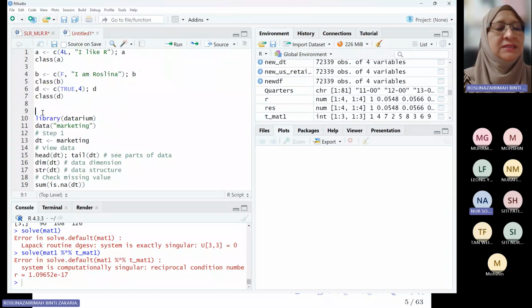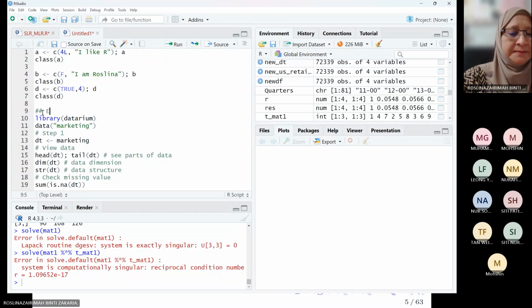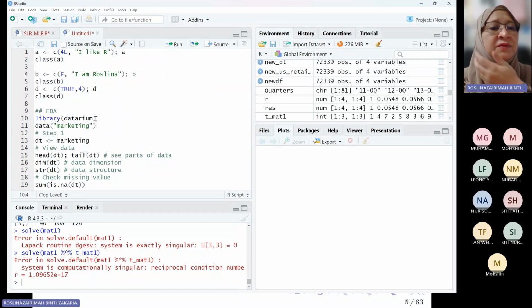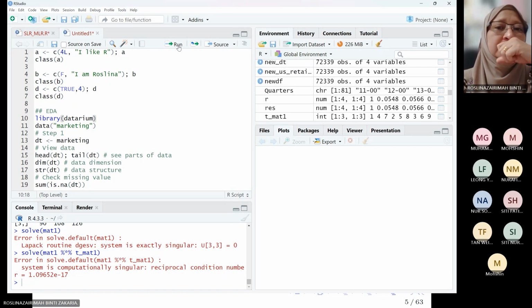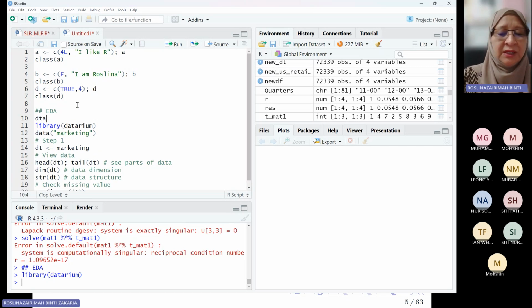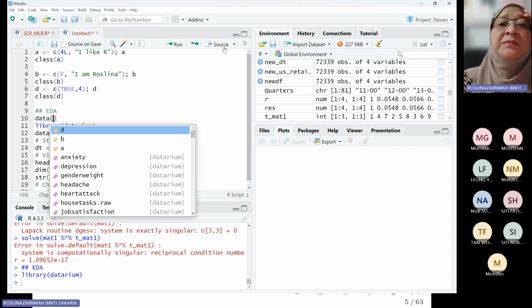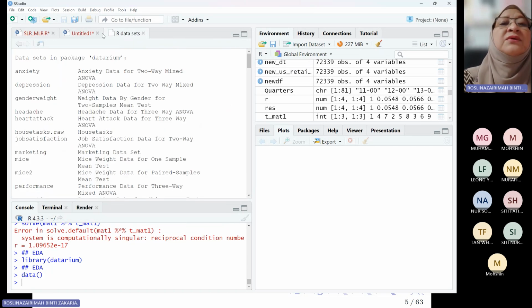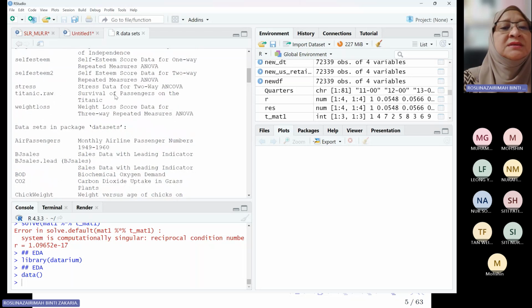Okay, so this is EDA. First, step one is to look at the data. Can you get the data? Datarium. Actually, Datarium is also in our database. I think they put it in one place. So if you look at our data, you see that these are the packages. Datarium is one of the packages. They have data sets. These are the names of the packages.